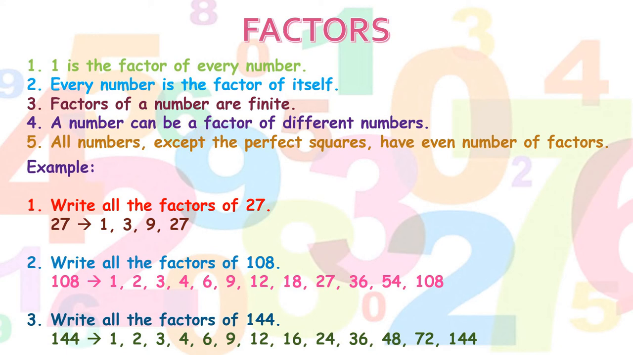Now in these three examples you must have noticed one thing, that all the factors exist in pairs. As I have already told you in the previous videos, all the factors exist in pairs, and as 144 is a perfect square, it has an odd number of factors. So 12 is the pair of itself. So 12 into 12 is 144. Alright.